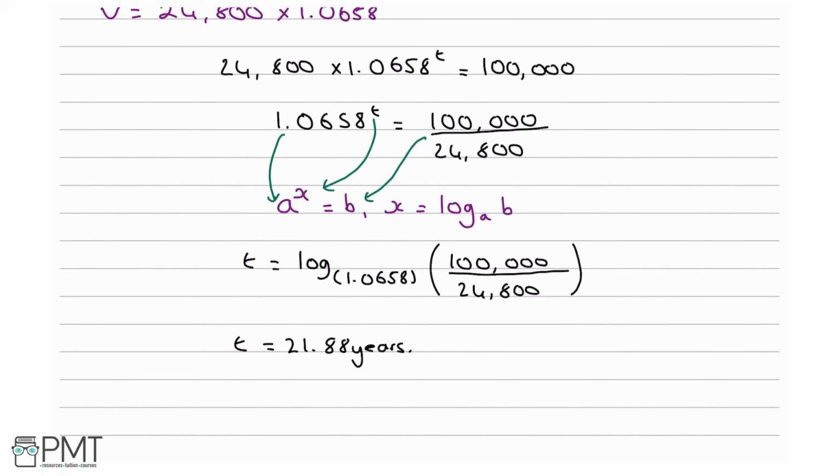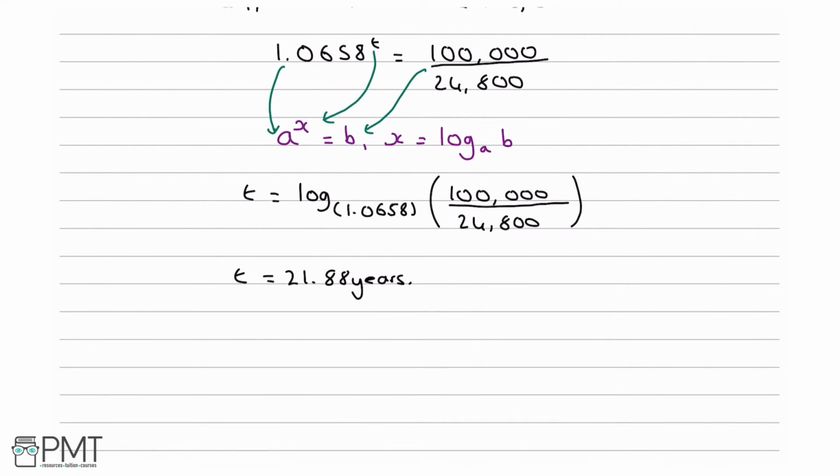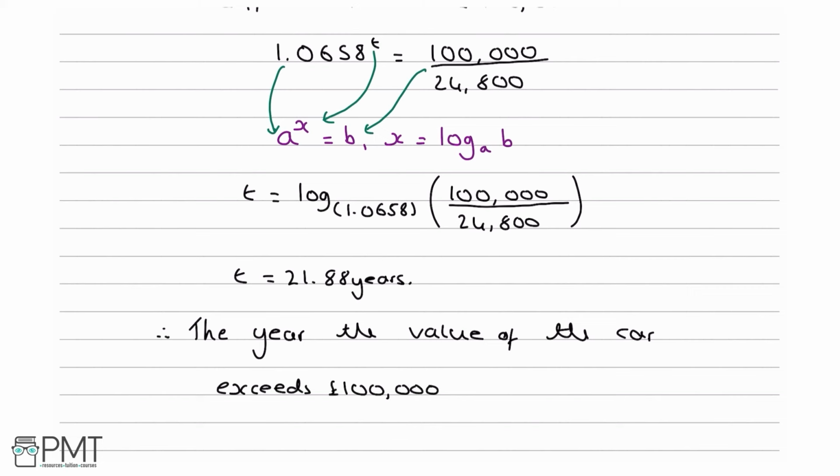Now remember, our question asked us to find the year in which the value exceeds 100,000. So the year is going to be 21 years after 2001. So 21 years after 2001 is 2022. So we would say, therefore, the year the value of the car exceeds £100,000 is 2022.